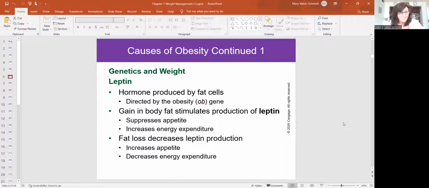Then there's something called leptin. So leptin is a hormone that is produced by lipid cells, fat cells, and it's directed by something called the obesity gene. Yes, there is a gene. Being obese does run in families. So the more body weight that you gain, the more the stimulation occurs to produce more leptin. Leptin is supposed to suppress the appetite and increase energy expenditure. Fat loss decreases leptin production, which increases your appetite and decreases energy expenditure.